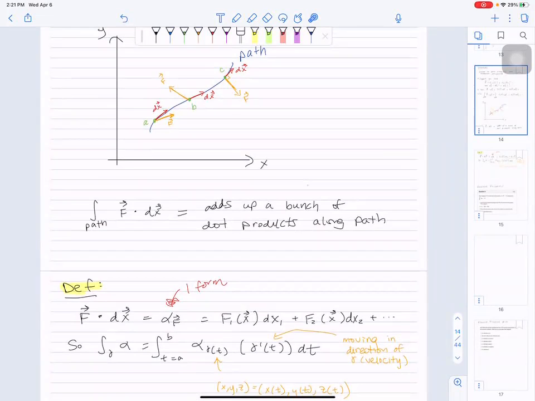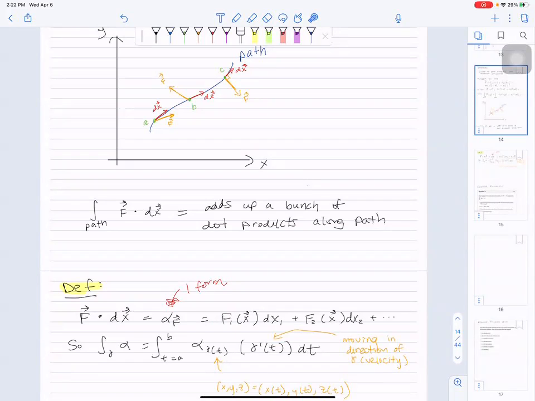Any questions? Like, what's the significance of the dot product? And why wouldn't it be a cross product? It's a dot product because you have a vector and a vector, but in order to integrate it, we need a scalar. So we should dot product it because then it gives us a scalar.